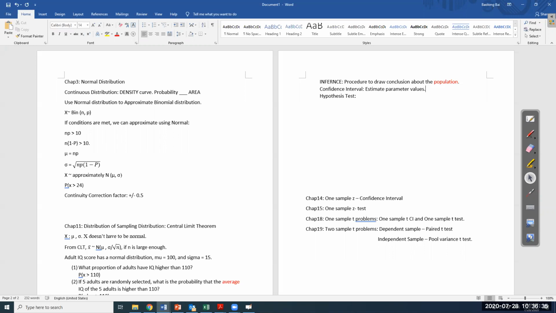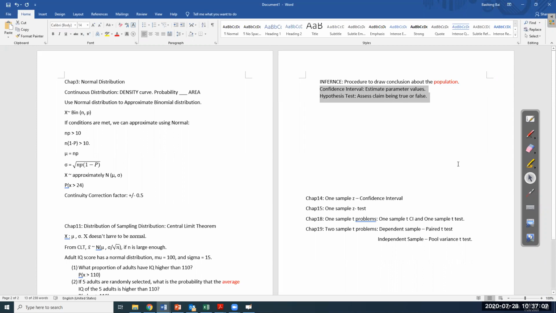Or for example, someone may say this new drug is more effective than the old drug. There's a claim being made, right? And we want to evaluate if that claim is true or false. Then we need to use a hypothesis test. So we need to assess the claim being true or false, right? So make sure you understand the different purposes of a confidence interval and a hypothesis test.